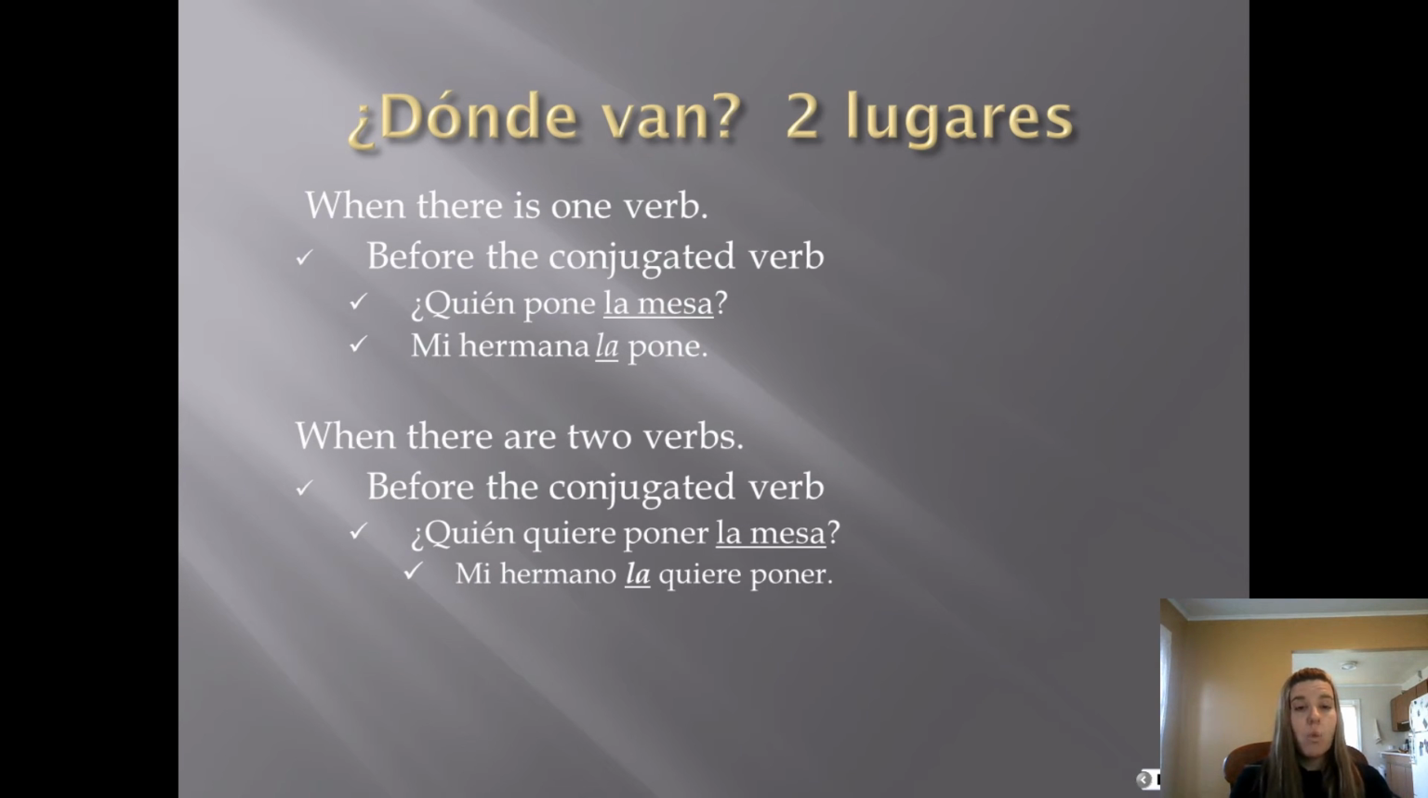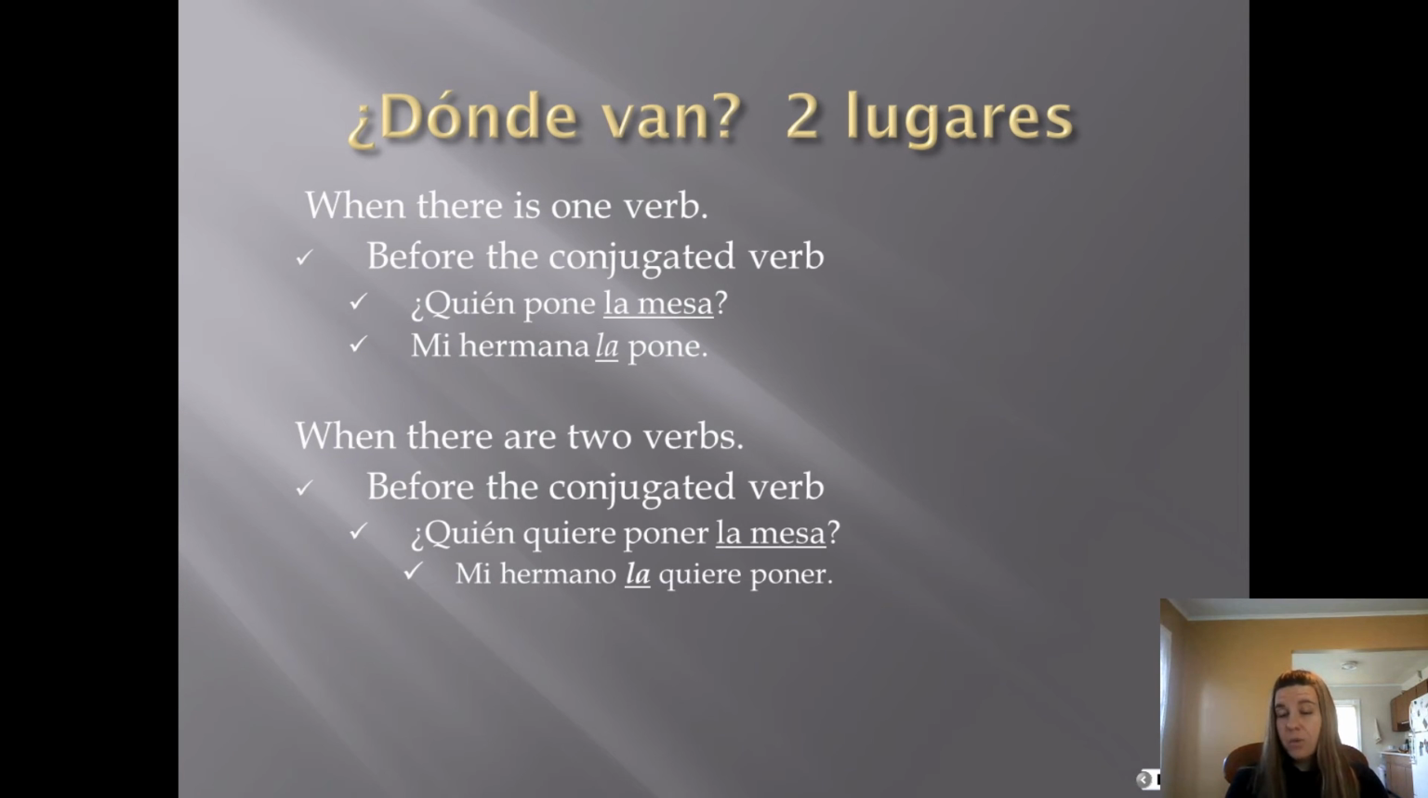So my sister sets it, but the "it" actually comes before the pone, before the verb. This is one place you can find the direct object pronoun in a Spanish sentence. It can come before the conjugated verb. Mi hermana la pone.